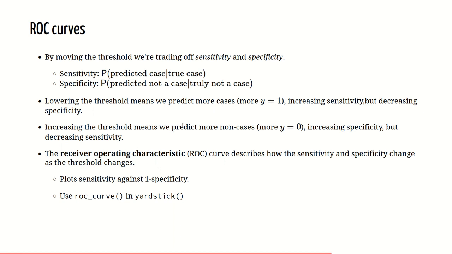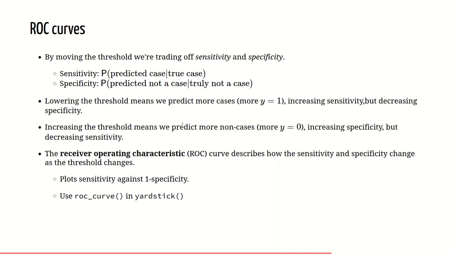So the sensitivity of a logistic regression or a diagnostic test is the probability of predicting a true case given that they are a true case. So this is the probability of saying to someone that does actually have cancer, hey, you've got cancer. Specificity is the opposite. So it's the probability of saying, hey, you don't have cancer when they really don't have cancer.